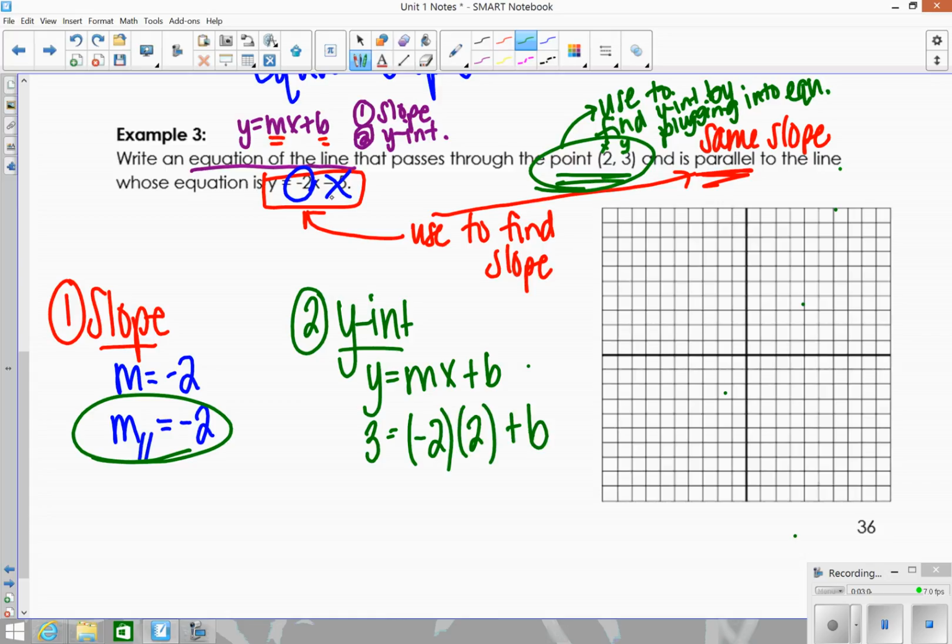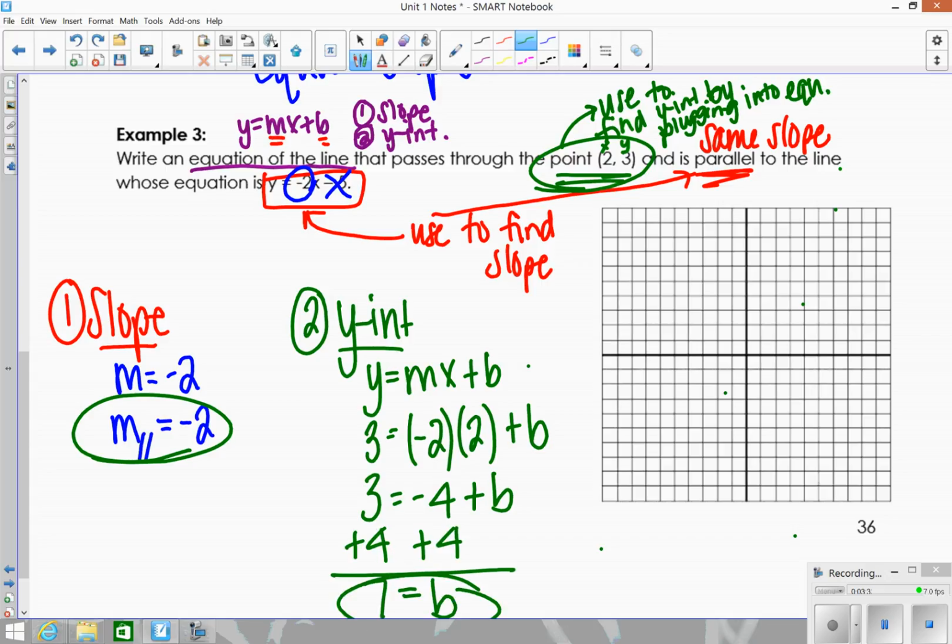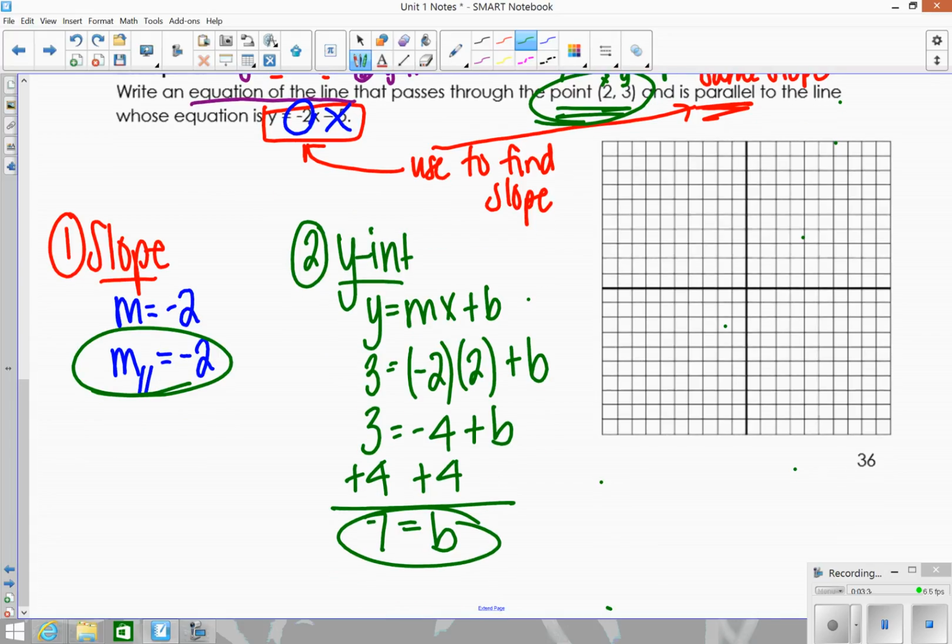So remember, you're never going to use the old y-intercept, but you're going to use this point because you want this to be a solution to this equation, which means you want it to be on the line because it has to pass through it. So that's why we're plugging it in, because it has to work. So then we just go ahead and we solve. Negative 2 times 2 is going to be negative 4 plus b. So add 4 to both sides. So we get 7 equals b. So that means my y-intercept is equal to 7.